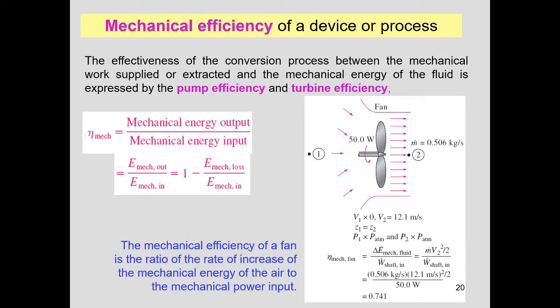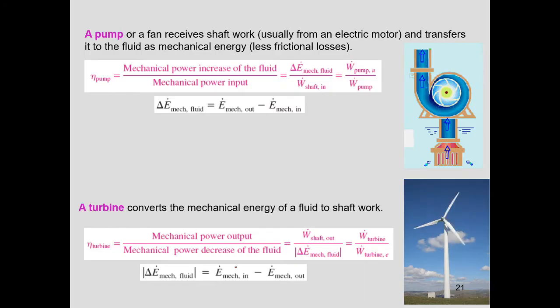The mechanical efficiency of a fan is the ratio of the increase of mechanical energy of the air to the mechanical power input. For a pump, because a pump is like a fan, it receives the shaft work. The pump receives power from the electric supply and then converts it into mechanical energy. So the efficiency of a pump is the mechanical power produced by the pump over the mechanical power input, or in this case the electrical power supplied to the pump.